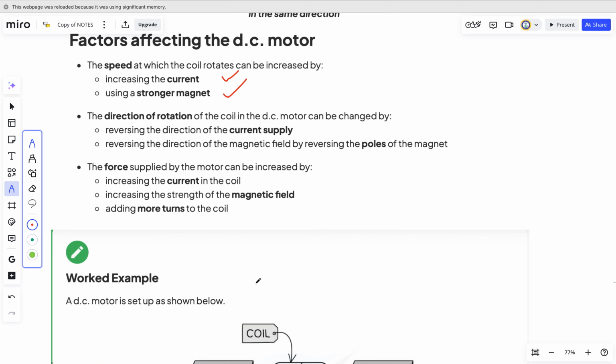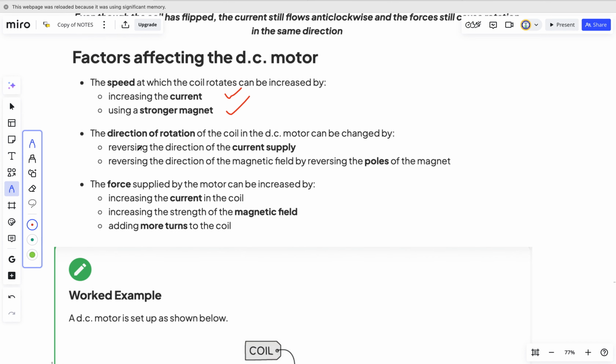Now let's take a look at the question. It says, if you want to change the direction of rotation, what are the things you need to do? One, you reverse the direction of the current supply, and two, you reverse the direction of the magnetic field by reversing the pole of the magnet. Okay? The force supplied by the motor can be increased.